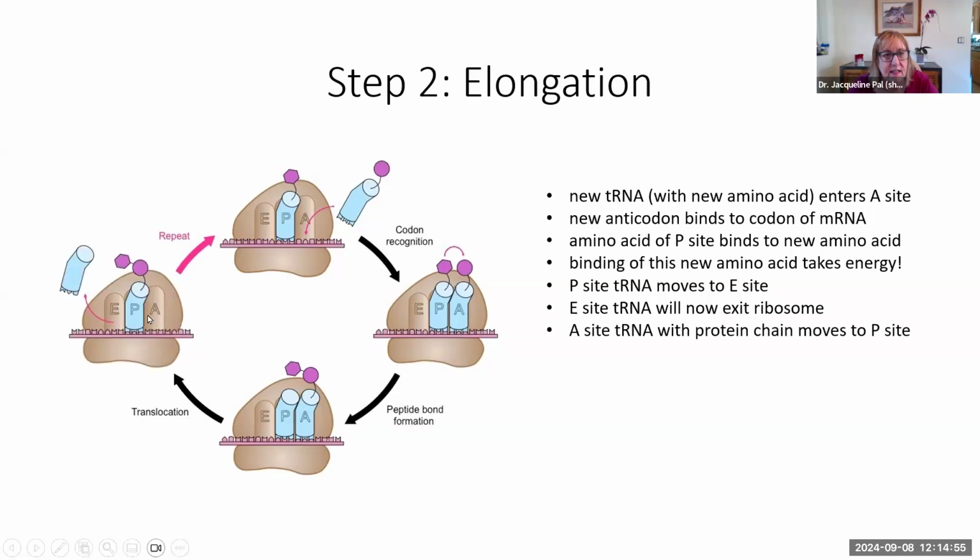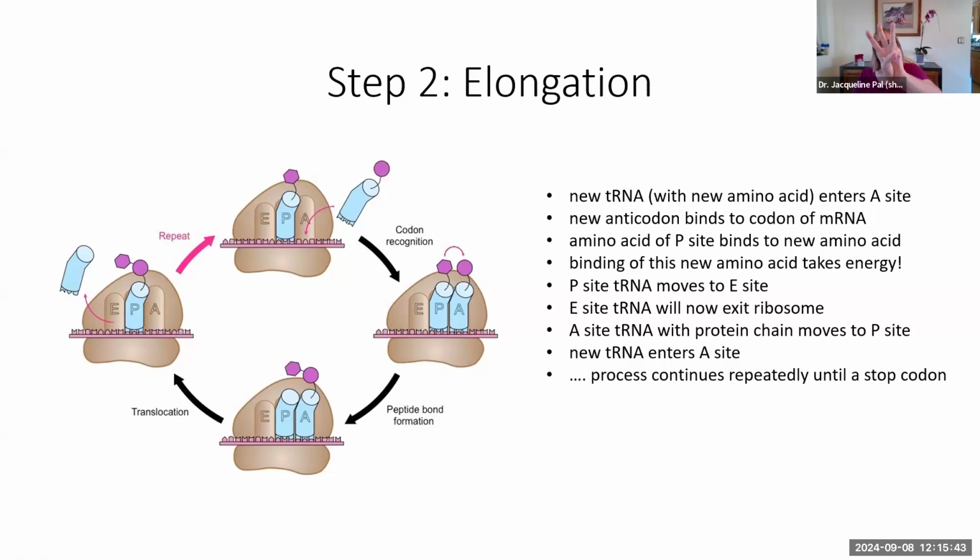Okay, so you see how this has happened here? And so now the A site is empty. The E site gets emptied as soon as the naked transfer RNA exits that. And so we are back to our starting point, the only difference being we have a longer peptide chain. And so now a new transfer RNA can join the A site, and its anticodon will match the new codon in the A site, and it will bring a new amino acid. And this process will continue repeatedly until a stop codon appears in the A site. When a stop codon appears in the A site, that brings us to step number 3.